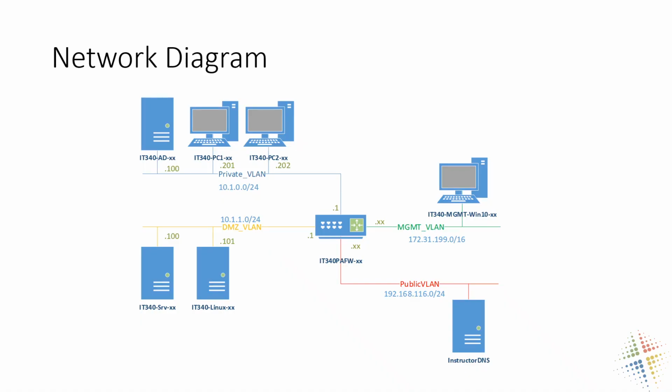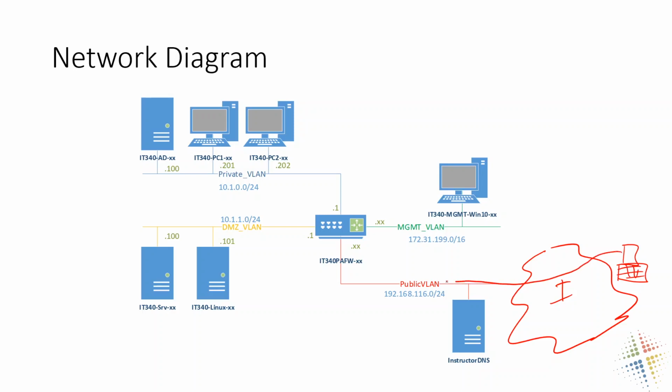Here we have our network diagram, and the idea is that out here on the public VLAN, we have the internet. And so we want a PC that is out here on the internet to be able to browse through the public VLAN and then VPN into our private network. So they should be able to reach through to our private network and connect on there as if they were a local user.